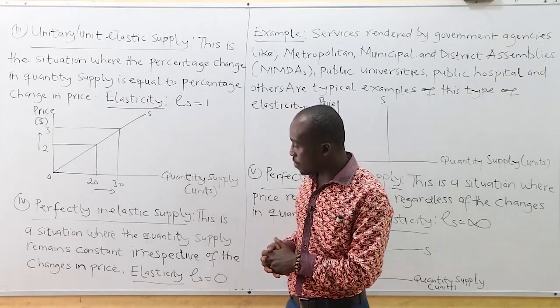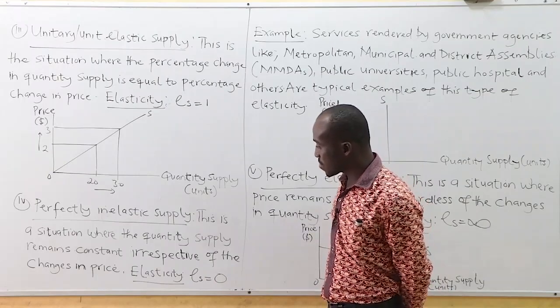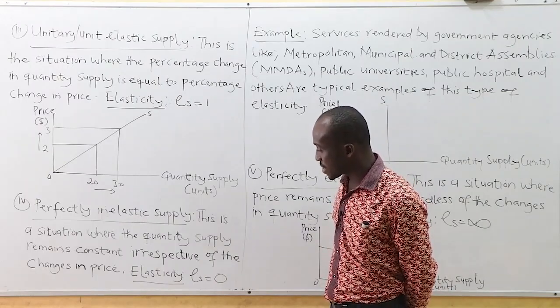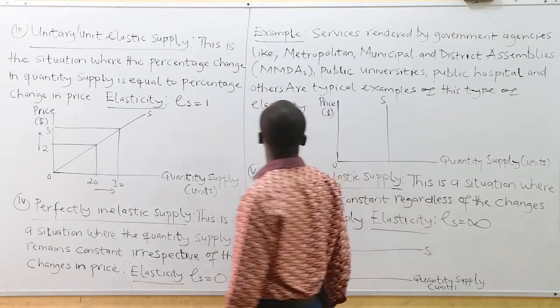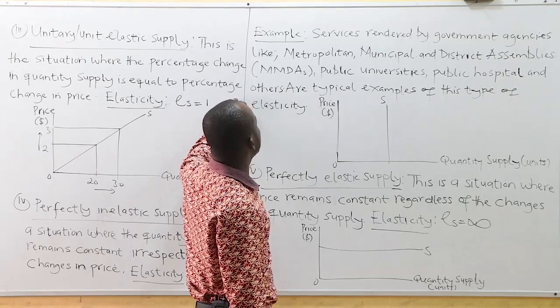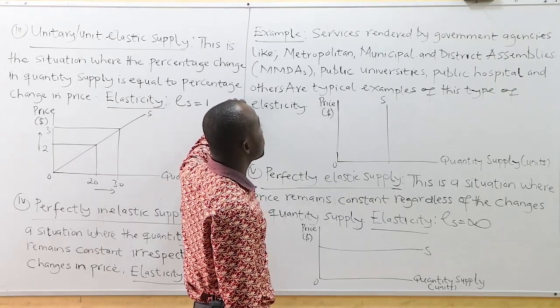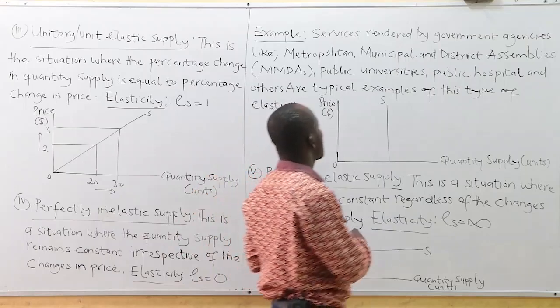Four, perfectly inelastic supply. This is a situation where the quantity supplied remains constant irrespective of the changes in price, and therefore elasticity is equal to 0. Examples are services rendered by government agencies like Metropolitan, Municipal and District Assemblies, MMDAs, public universities, public hospitals, and others.